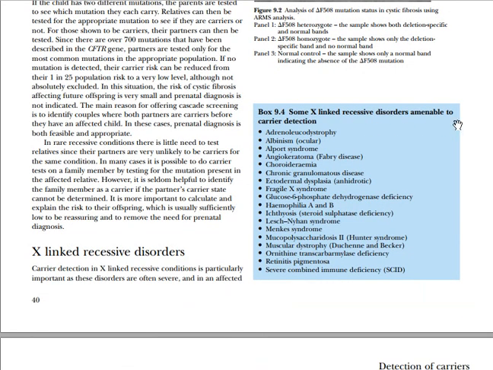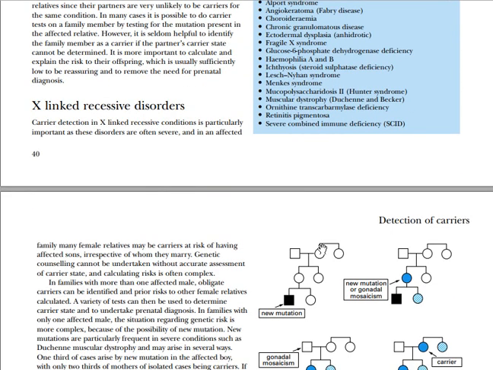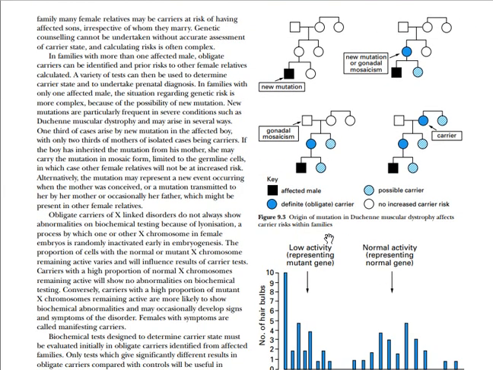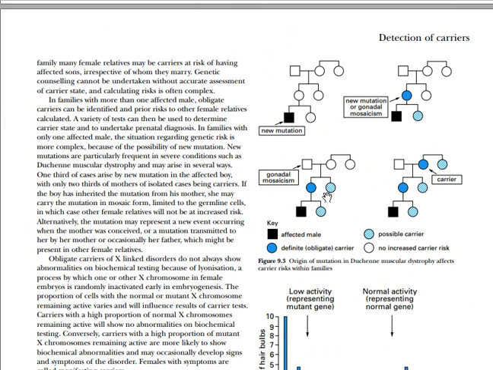Now, there are X-linked recessive disorders where you can also detect the carrier status. You have adrenoleukodystrophy, albinism, and ocular albinism. You can detect the carrier status in these patients. Alport syndrome, you can detect the carrier status. All these diseases, you are capable of detecting the carrier status based on chemical analysis, molecular analysis, or any analysis of your choice. Is it clear?